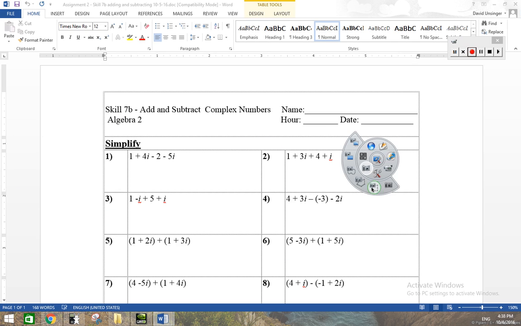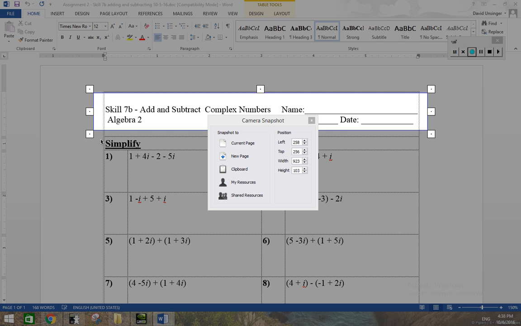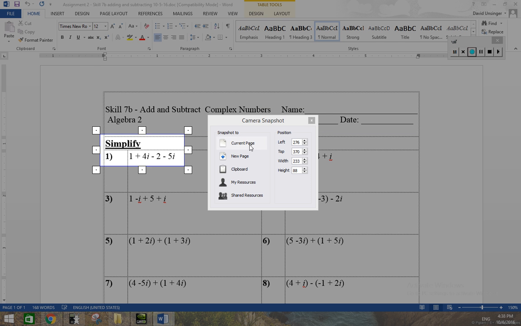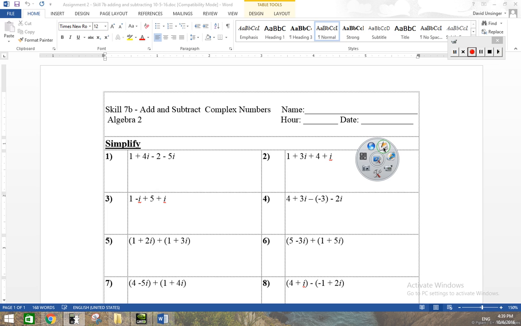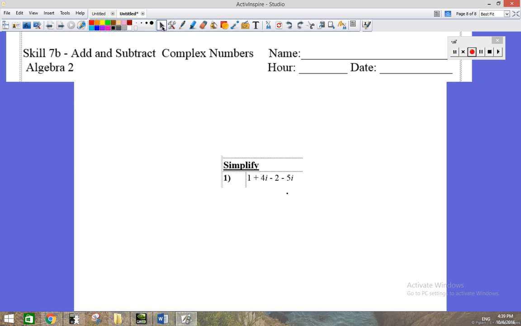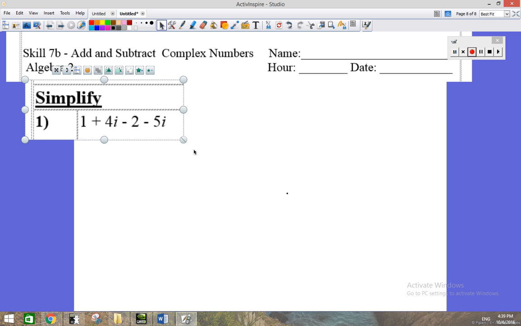Alright, now we'll start out with problem number 1. For all of these, the directions are saying to simplify. Now, when we want to simplify a complex number, we want to write it in what they call standard form of a plus bi. We refer to a as the real part and the b as the imaginary part.